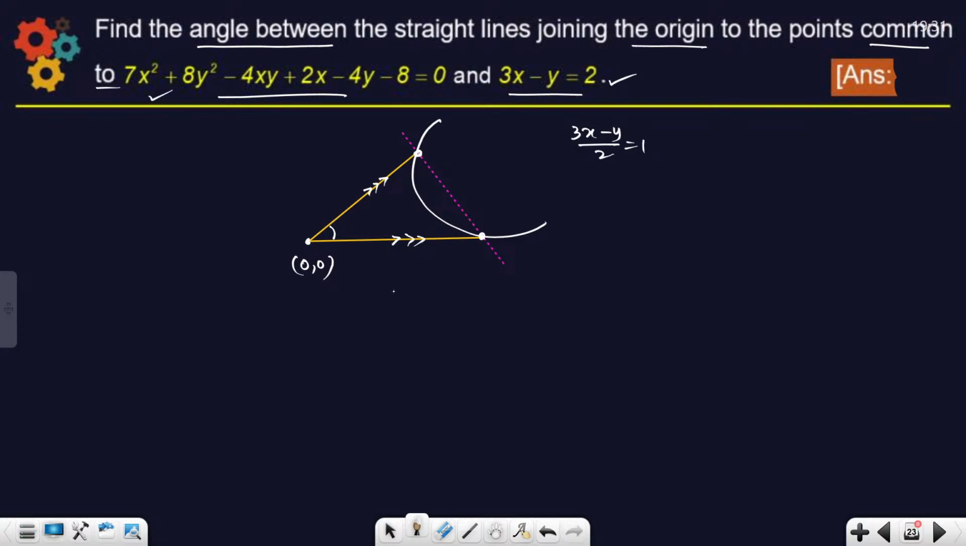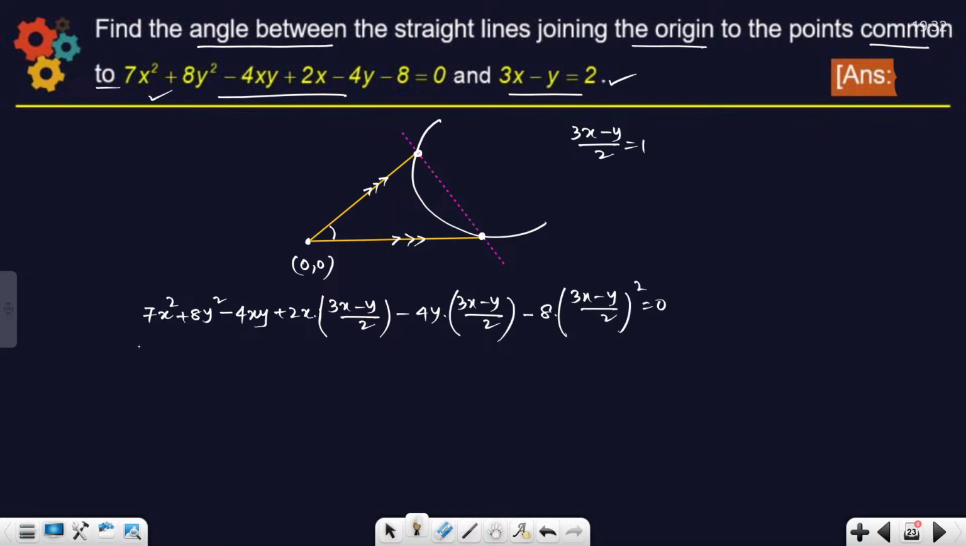So how do you homogenize this equation? This is equal to 1. So simply replace: this 7x squared plus 8y squared is homogeneous of degree 2. 4xy, I don't have any problem with this also, because the exponent sum is 2 over here also. Then plus 2x: x means it's x into 1, so in place of 1, I will write the expression for it. In place of y, so it is y into 1. So it is 3x minus y over 2. And there is minus 8. So 8 means it's 1 square, right?